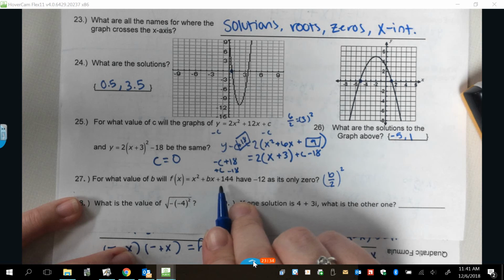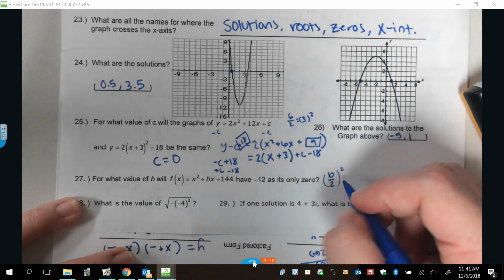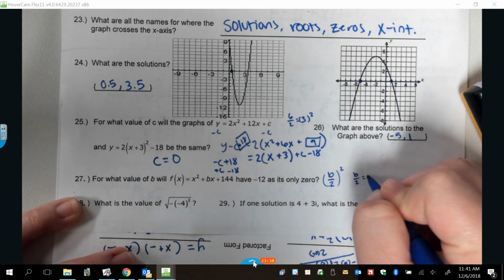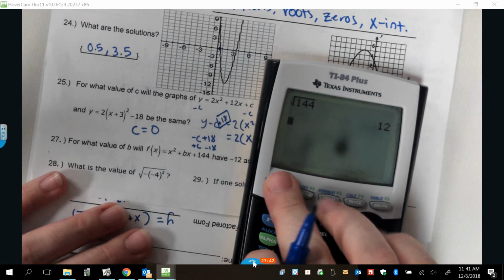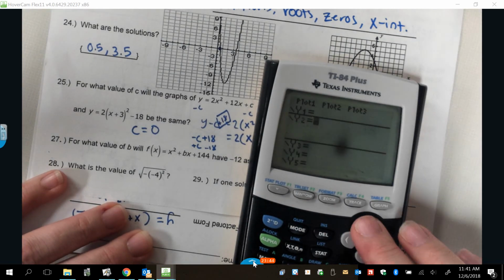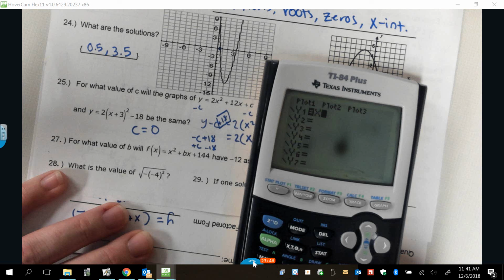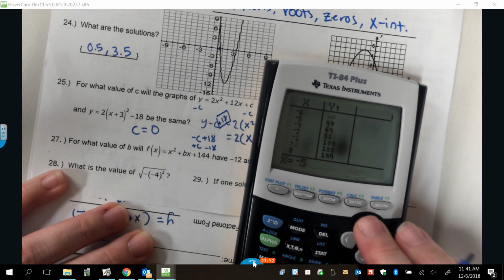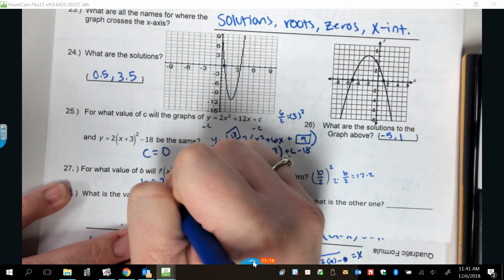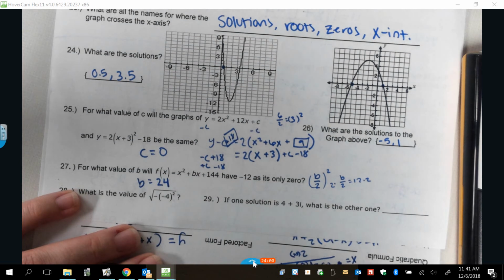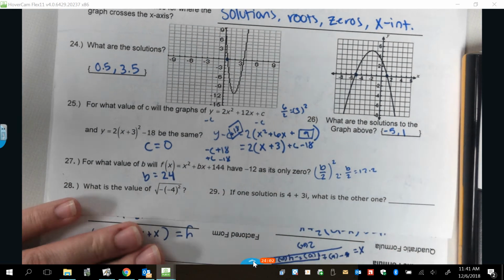So the square root of that was 12. So B over 2 equals 12. So we would multiply both sides by 2. So it should be like 24 or negative 24. So let's check. So x squared plus 24x plus 144, second graph. So negative 12 is my answer. So B equals 24. Again, your test will not be this hard. It'll be multiple choice. You'll be able to plug it in.